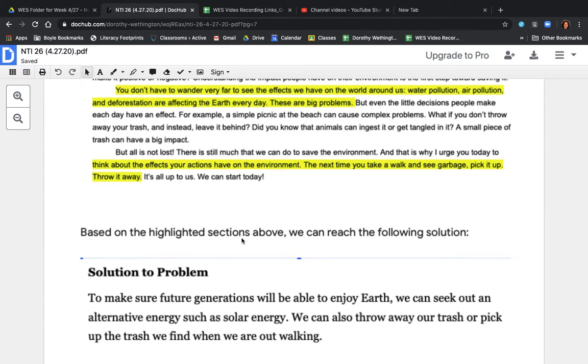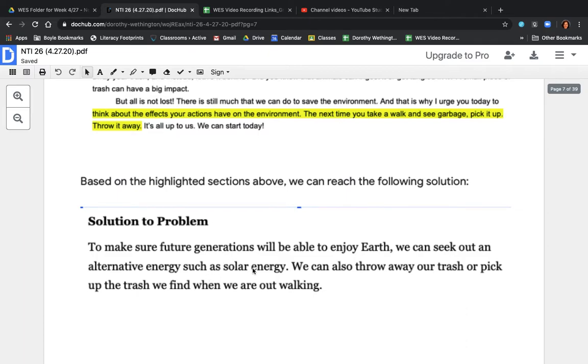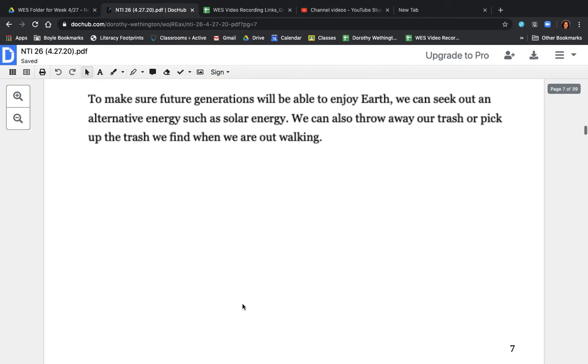Based on the highlighted sections above, we can reach the following solution. Solution to the problem: to make sure future generations will be able to enjoy Earth, we can seek out an alternative energy such as solar energy. We can also throw away our trash or pick up the trash we find when we are out walking.